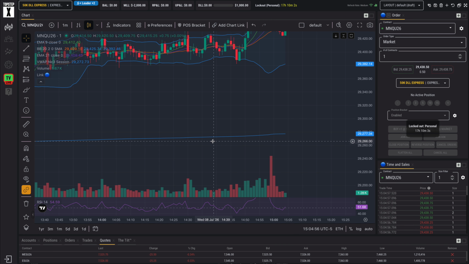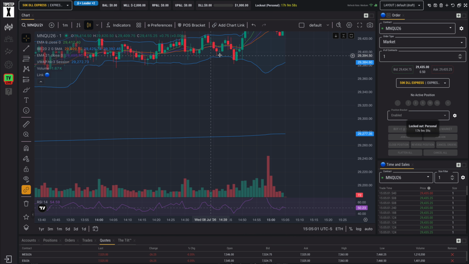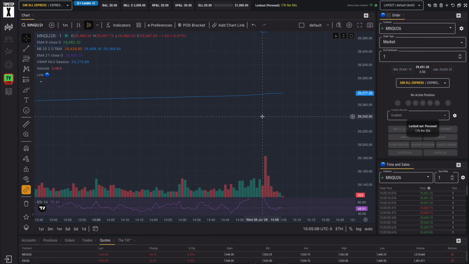Now here's why traders care about it. If the price is trading above the VWAP, as we can see right here, buyers are generally stronger. They're willing to pay more than the average price. If the price is trading below the VWAP, sellers are generally stronger. They're willing to sell below the average price.